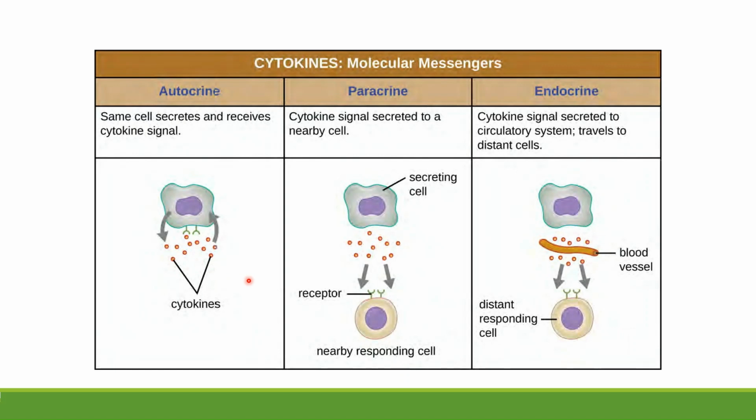Paracrine means near or alongside. And so paracrine signaling is when the cytokine is secreted to a nearby cell, which responds. And then lastly, we have endocrine. Endo means within. Endocrine signaling is where the cytokine travels through the bloodstream and reaches some distant cell within the body.